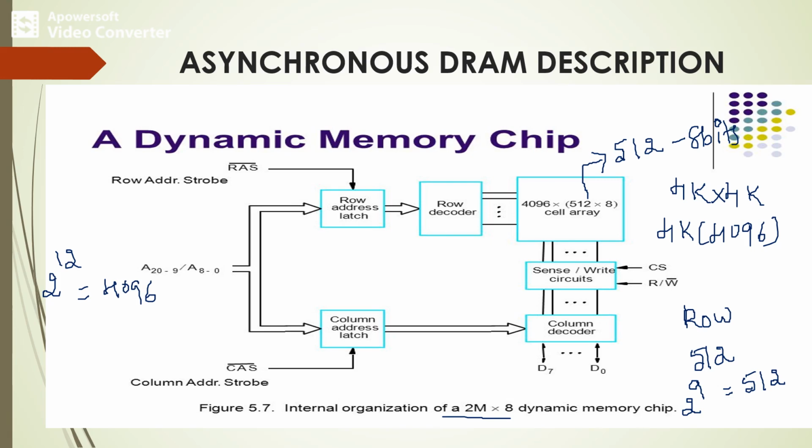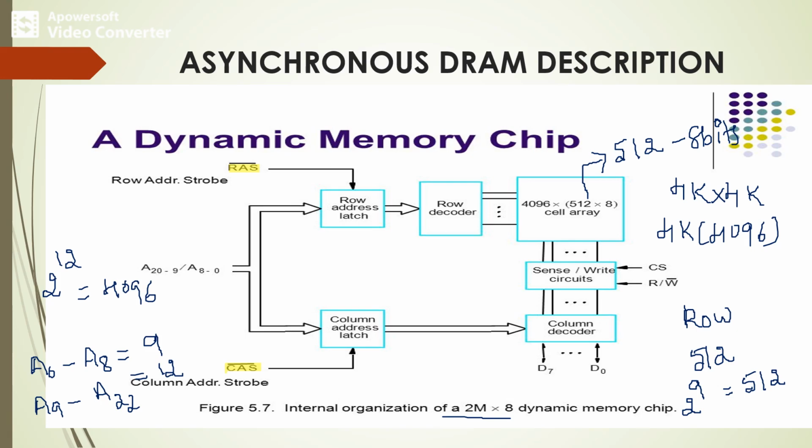So that is from A0 to A8, total 9 address lines, and A9 to A22, total 12 address lines in order to represent a 2M x 8 dynamic memory chip, which consists of two special signals called RAS as well as CAS. So RAS is nothing but the row address strobe signal, and CAS is nothing but the column address strobe signal.